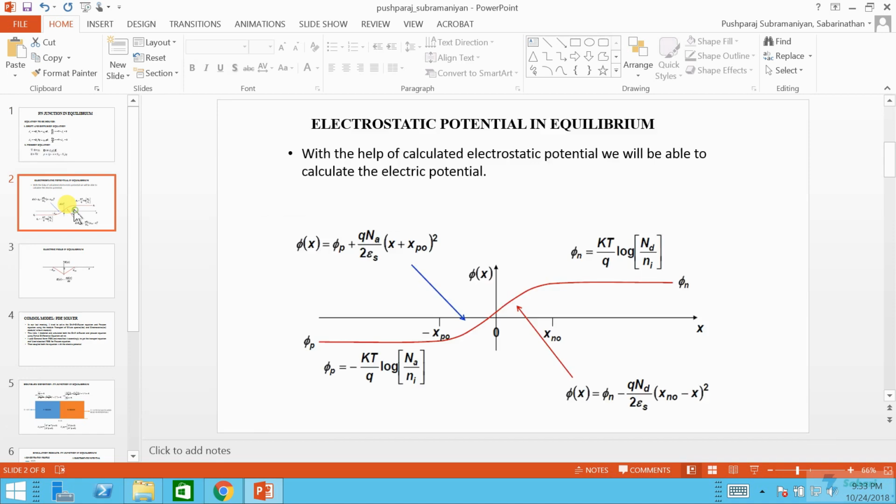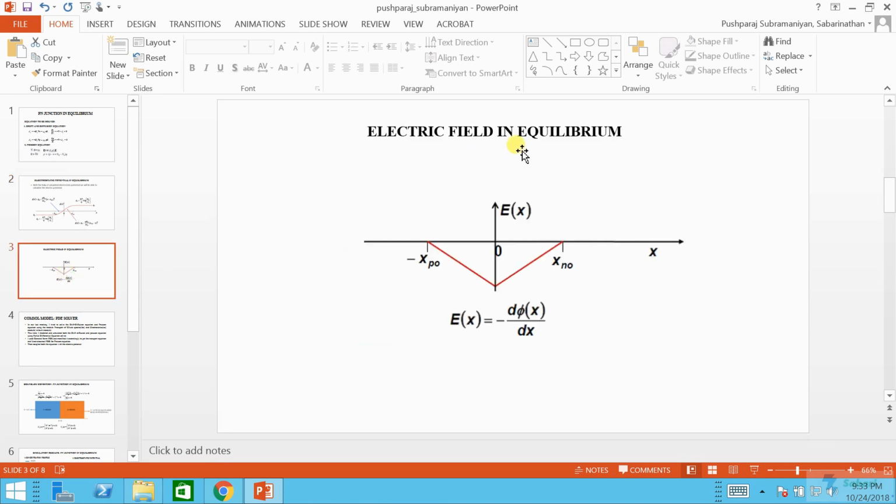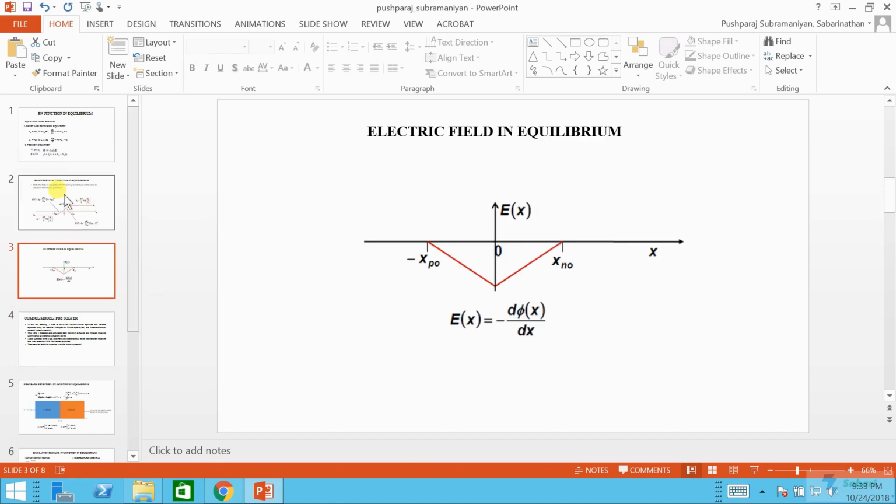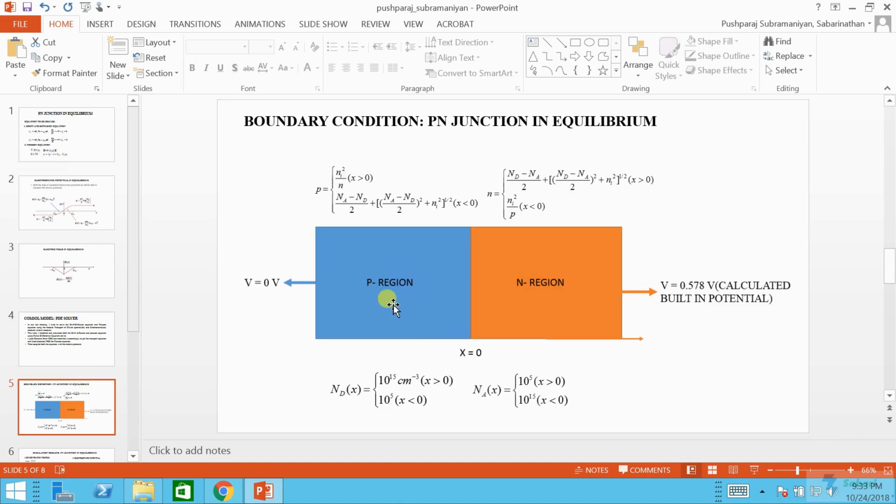Before that, you should know the graph for the p-n junction in equilibrium. The electrostatic potential in equilibrium has the following graph, and the electric field in equilibrium has this following graph. And let us discuss the p-n junction equilibrium in COMSOL. First, the boundary conditions for the p-n junction equilibrium.